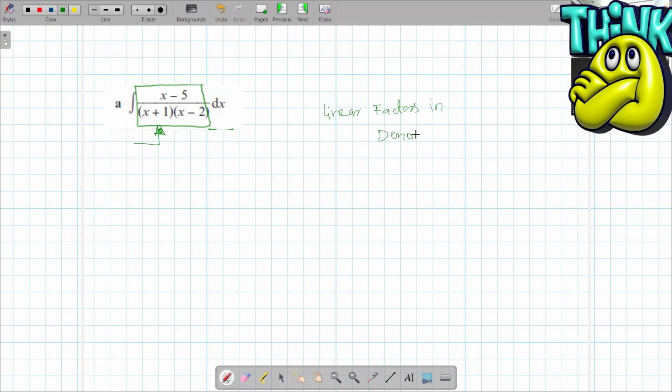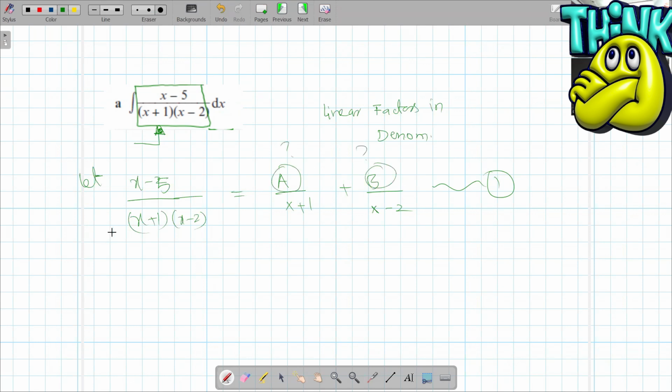If we have linear factors in the denominator, we can resolve it like this. Suppose that x minus 5 over the given denominator is equal to the sum of two fractions, A over one factor plus B over the other factor. We call it equation 1. Now our job is to find A and B from here.